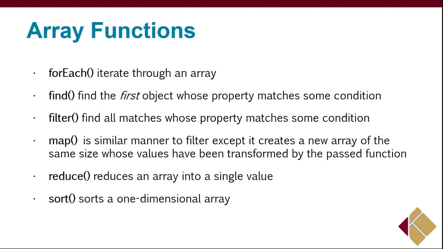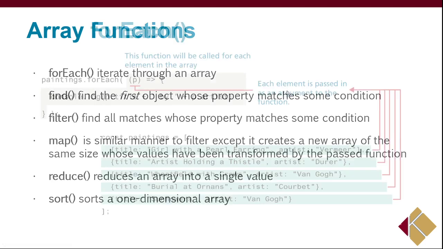Map is kind of the same as filter, but builds a new array out of it, and we'll go into that in a minute. Reduce reduces an array to a single value, which sounds confusing, but we'll go over it. And then sort sorts a one-dimensional array. A one-dimensional array means that there are no nested arrays in it. So it's just one array, right? Okay, so let's take a look at them.